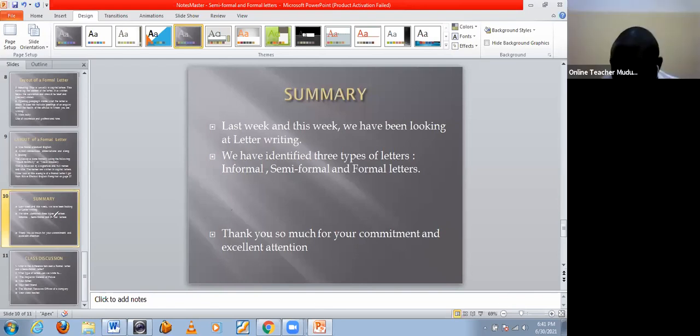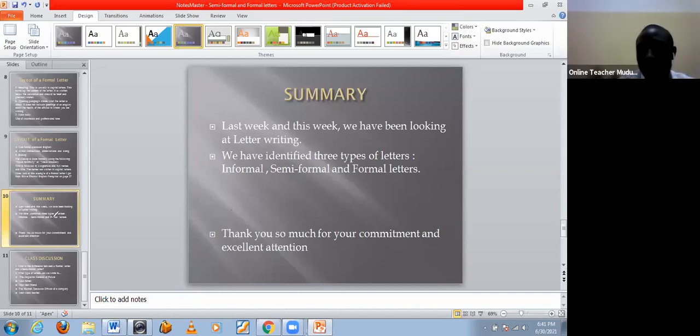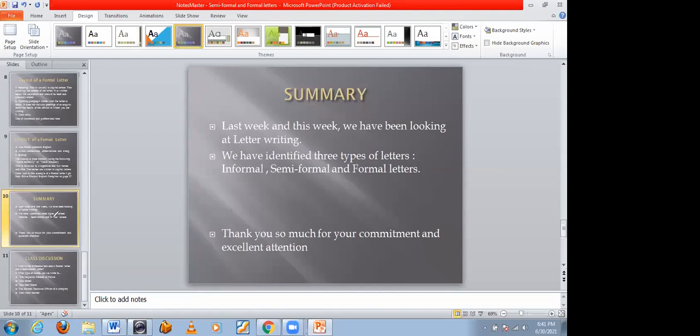Okay. To help Brilliant and Kondwani with the definition of a semi-formal letter, Ludo Mubanga. A semi-formal letter is a letter which is written to people you don't know and who are not of your age or your classmates. All right, thank you so much. It's 50% correct.